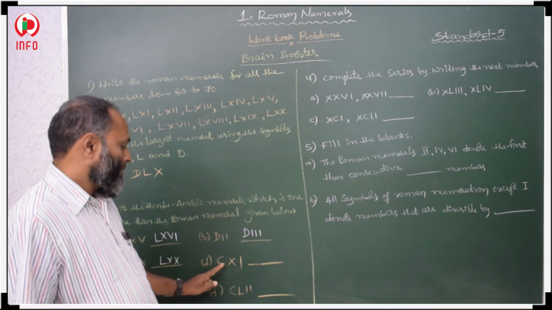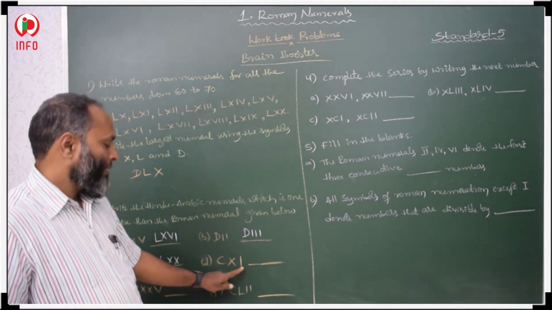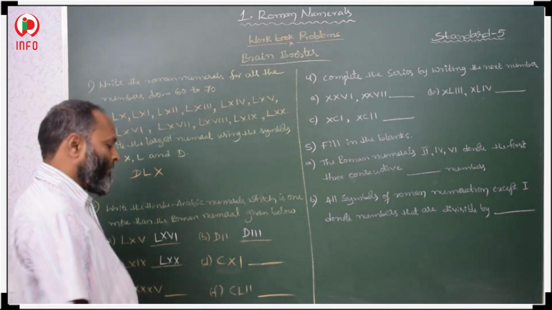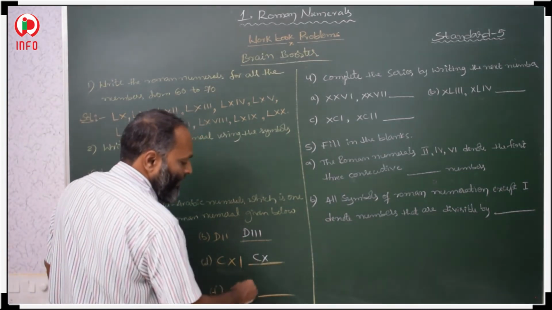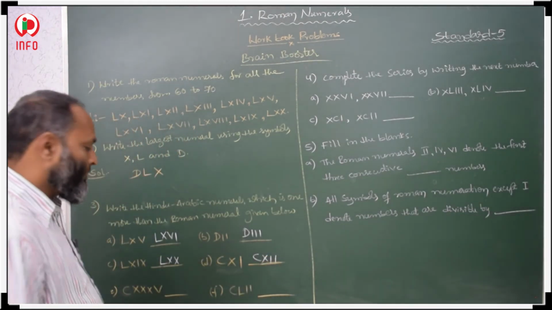Then CX. C means 100 and X means 10, so 110 and 1 is 111. Now we have to write 112. 100 plus 10 is 110, 111, 112. CXII is 112.